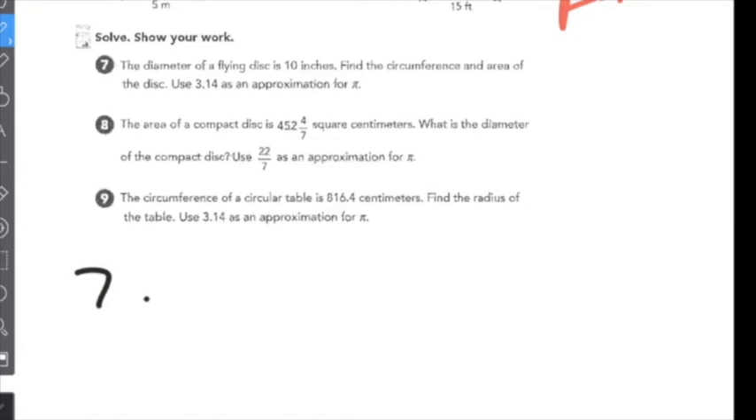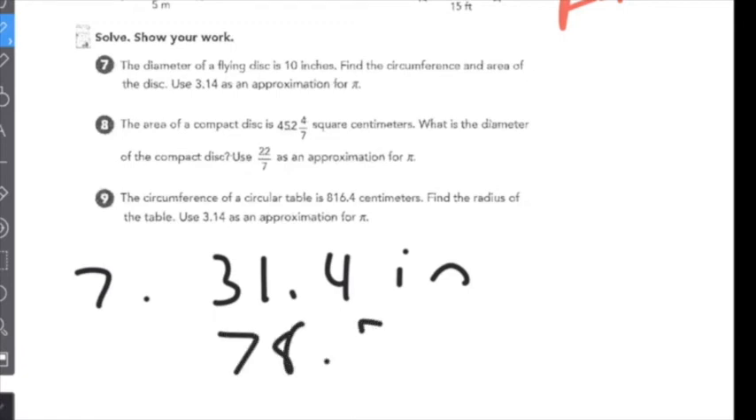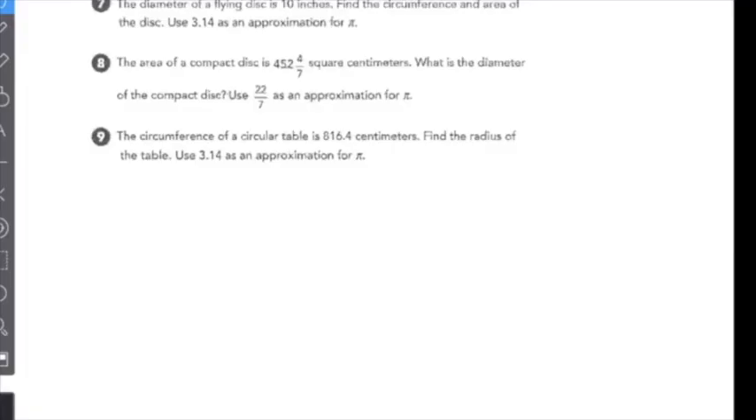So the circumference is going to be 31.4 inches, and then the area is going to be 78.5 inches squared. So just check your work for those. Okay, so let's do number 8. Number 8's a little tricky, but I think you can do it.